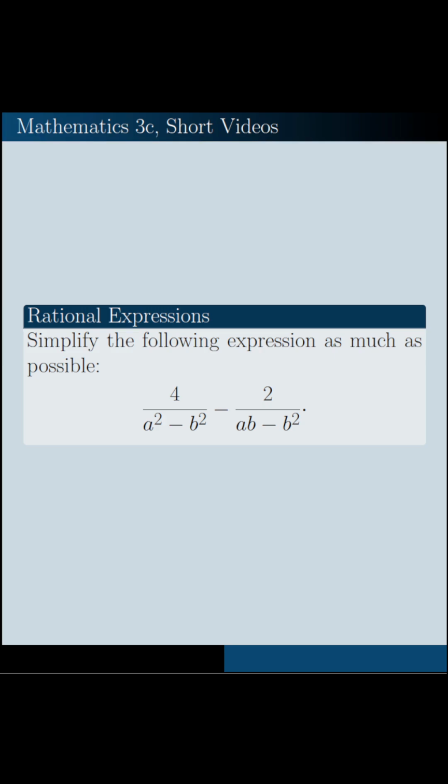Hello, in this video I'm going to solve the following problem for you. Simplify the following expression as much as possible: 4 over a squared minus b squared, minus 2 over ab minus b squared.